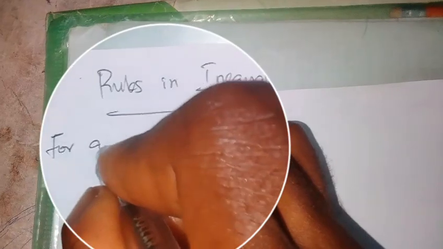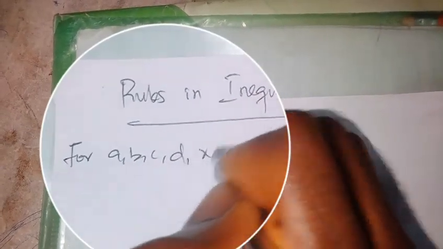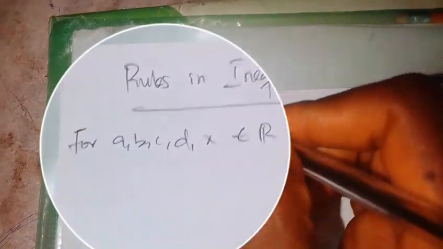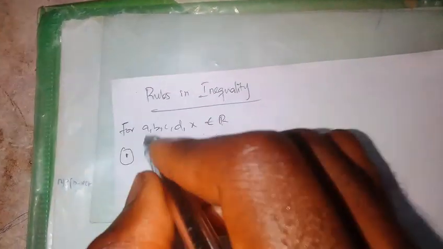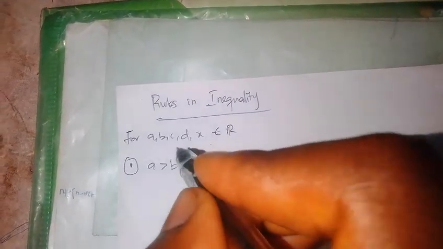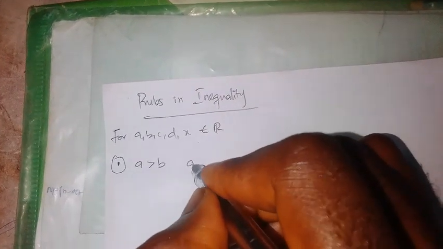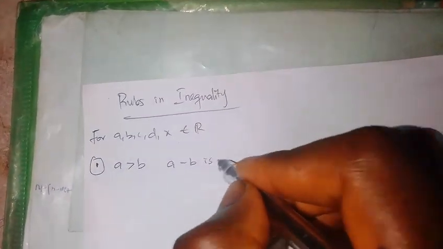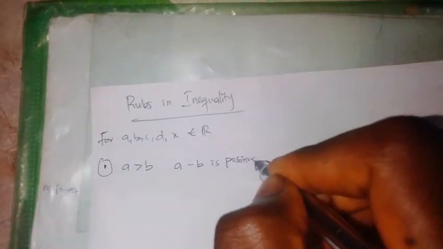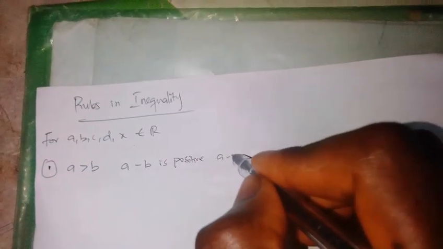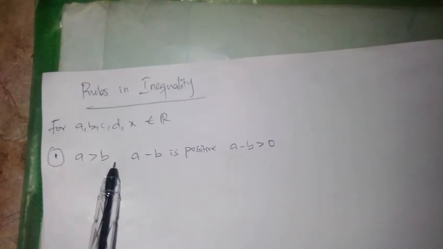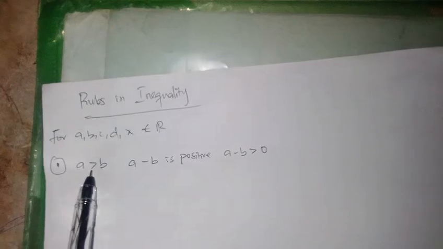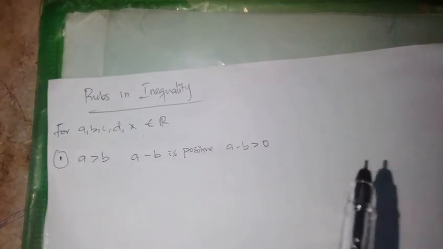Now, for A, B, C, D, and X, all coming from real numbers, that is, if A, B, C, D, and X are all real numbers, I'll be using all this to test my rules. Now, A is said to be greater than B implies that A minus B is positive. What do I mean by positive? It means A minus B must be greater than 0. Just from this point, if A is greater than B, bring B here, it means A minus B is greater than 0. It means it is positive.